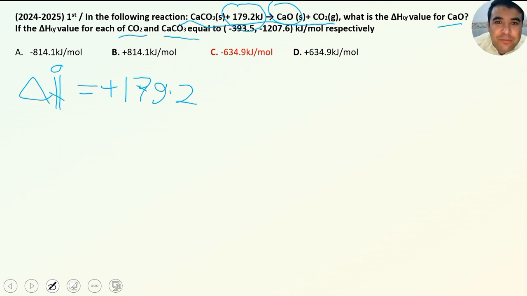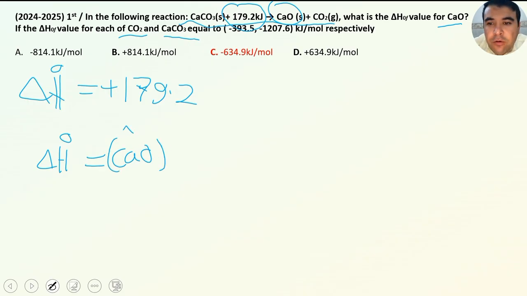Guys, that's simple. We should write the delta H formation equation. Delta H is equal to the delta HF of all the products minus the reactants. How many products do we have? CaO and CO2. So CaO, we don't know. Delta HF of the CaO.